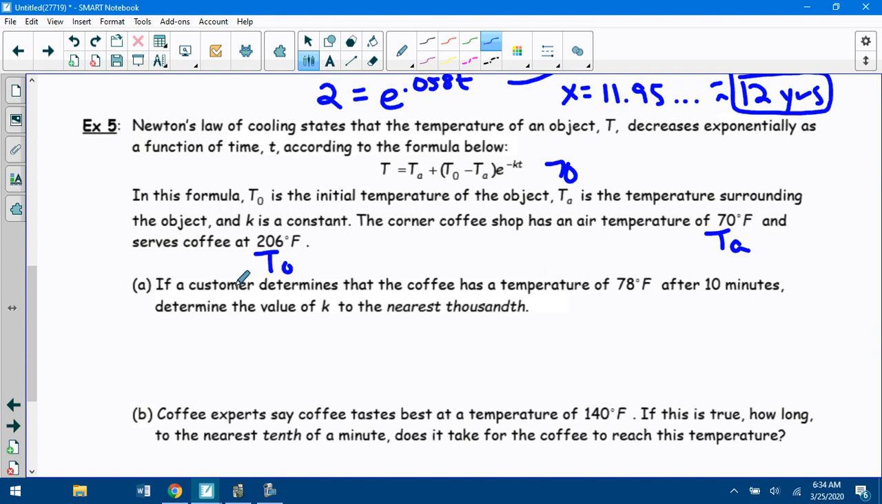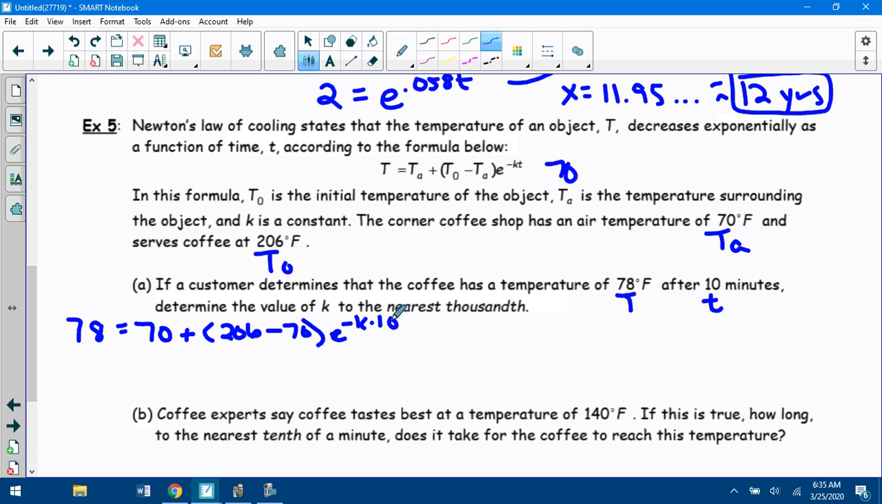What else do I know? The coffee has a temperature of 78 degrees after 10 minutes. So that's the ending temperature. This is T, and this is the time. That's little t. And then I think I have everything I need to solve for K. So we can do 78 equals 70 plus 206 minus 70 times e to the negative k times 10.